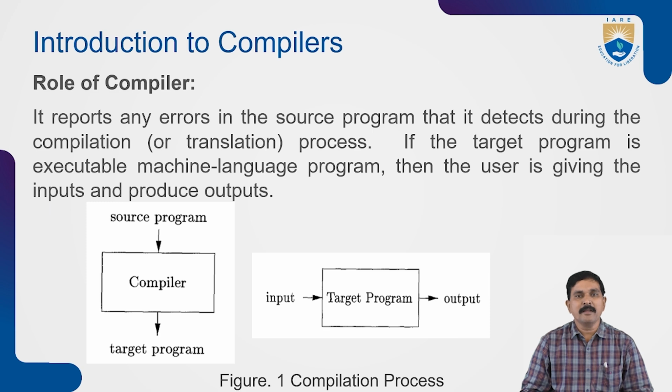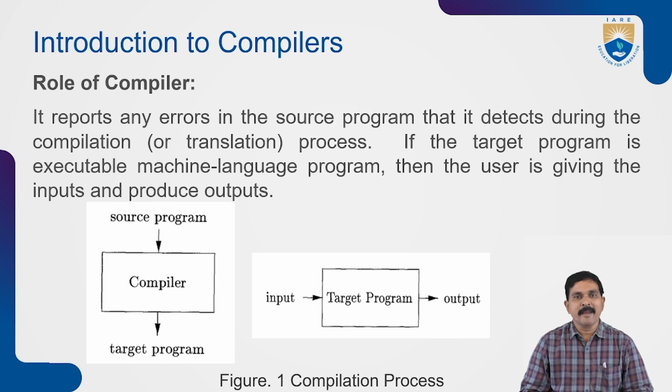Means the compiler generates the target code when there are no errors in the program. Suppose if there are any errors in the program, the target code cannot be generated by the compiler. So the main role of the compiler is that it detects the errors during the compilation process, that is, during the conversion from source program to object code. When you get the object code, or the target code, if there are no errors, then only the target code is generated. So that is the role of the compiler.